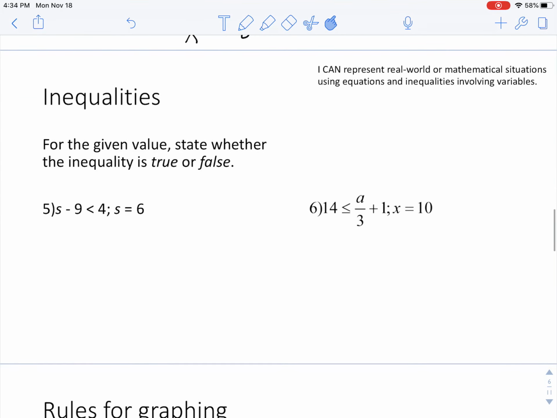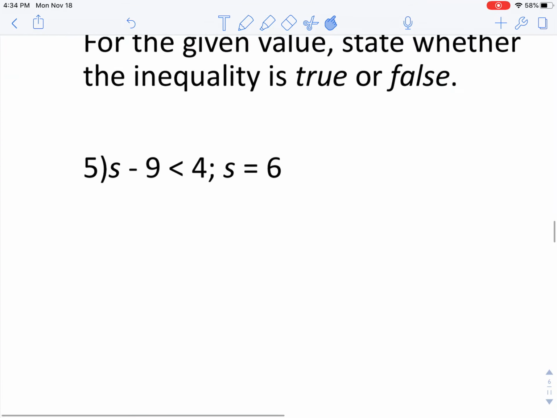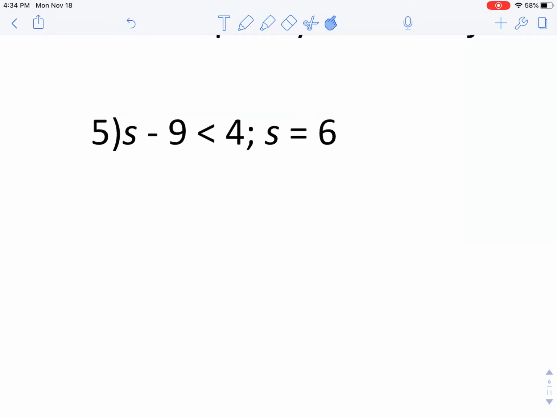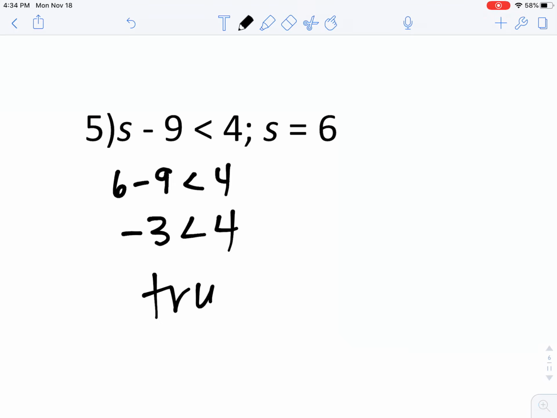All right, inequalities. For the given value, state whether the inequality is true or false. So I want you to pause this and write it down. We have s minus 9 is less than 4 when s is 6. So here's what we're going to do. We're going to plug 6 into s, and we're going to see if this is true or false. So 6 minus 9 is less than 4. I'm going to solve this. 6 minus 9 is going to be negative 3 is less than 4. Well, negative 3 is less than 4, so that is true.